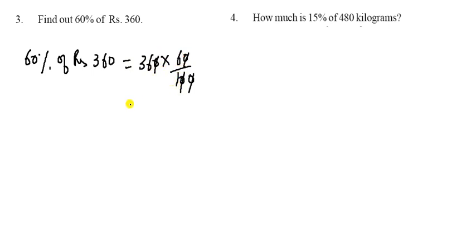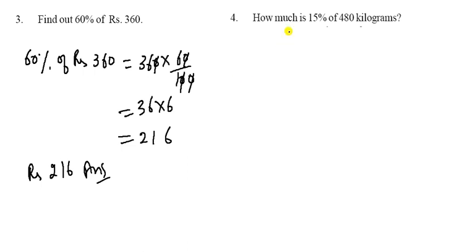So 0 will be cancelled to 0. Once again 0 will be cancelled to 0. So we get 36 into 6. Now multiply this one. 6 6s are 36, carry 3, and 6 3s are 18 and 3, that is the 21. So you have to write rupees 21. So that means rupees 216 is your answer.